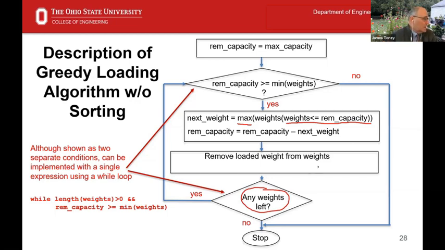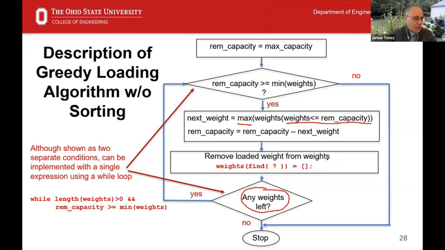All right, so that means if we run out of weights, if we've loaded everything, the length of weights will be 0. All right, so as long as the length of weights is greater than 0, that means there's at least one weight that we haven't loaded yet. And if the remaining capacity is greater than or equal to the lightest remaining weight, that means there's something we can still load. Right? So as long as both of those things are true, we keep going.